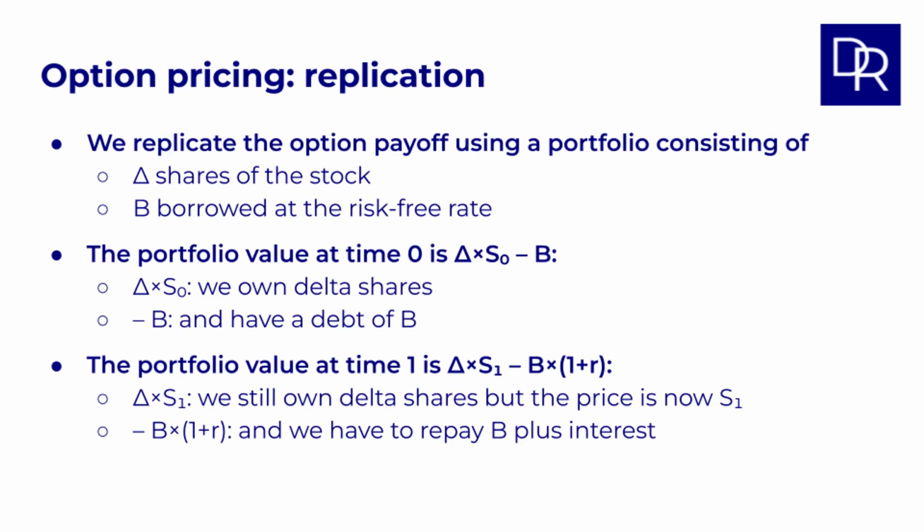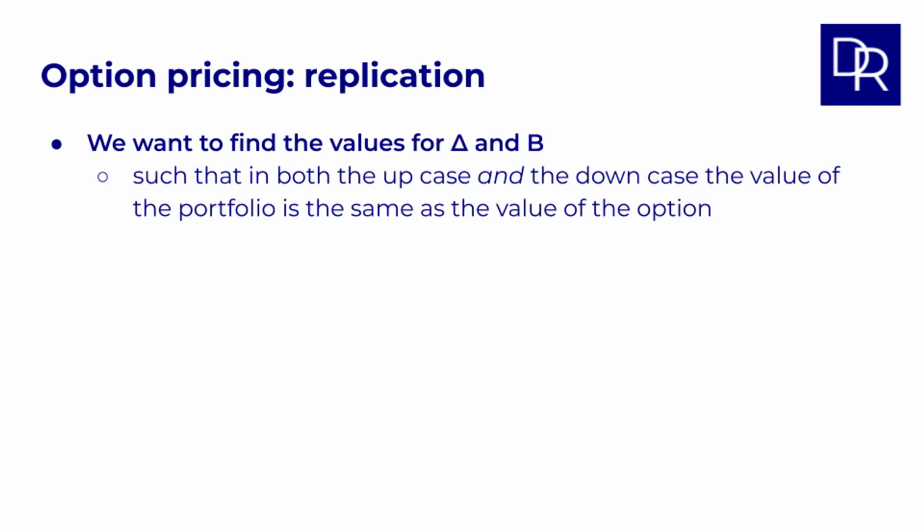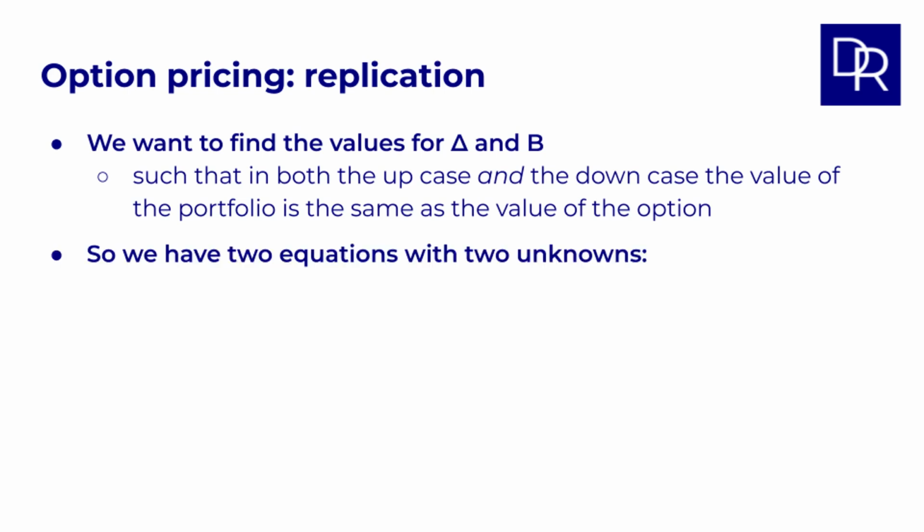Now, we want to find the values for delta and B such that in both the up case and the down case, the value of the portfolio is the same as the value of the option. So we have two equations with two unknowns which we can solve. In the up scenario, the portfolio value for that case, delta times 120 minus B times 1.1, needs to be equal to the option payoff here, which is 20.